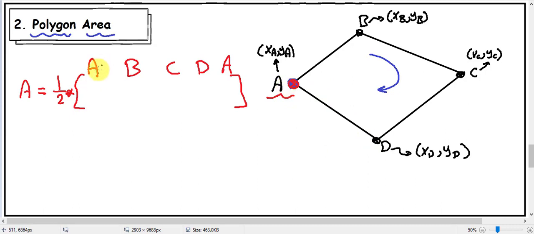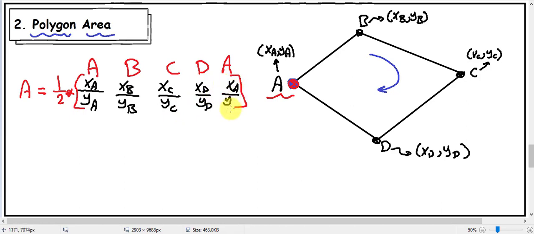We will write the coordinates of each point as a fraction. Here we will put the X coordinate, and here we will put the Y coordinate. For point B, we will do the same. Here XB over YB. For point C, XC over YC. For point D, XD over YD. For point A, XA over YA.